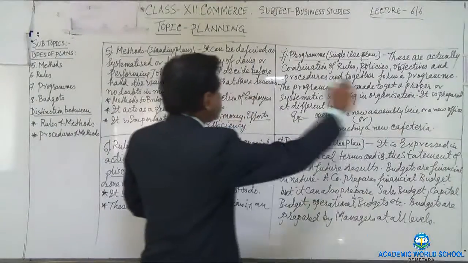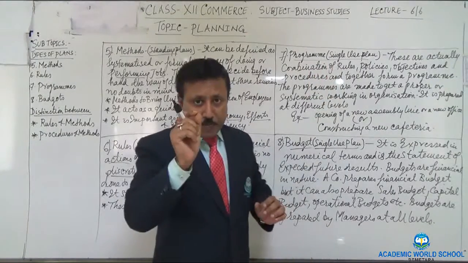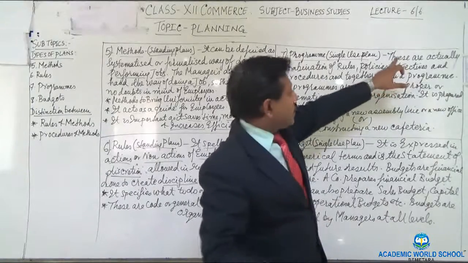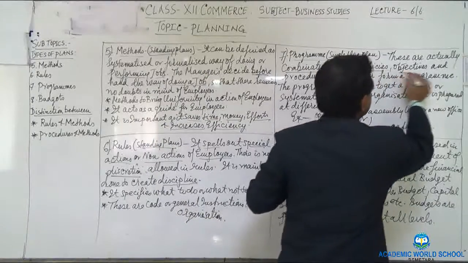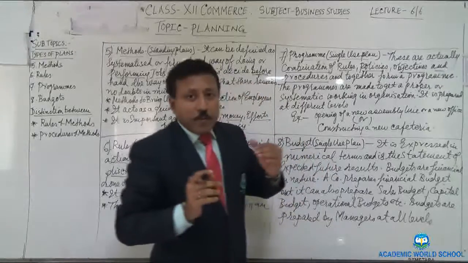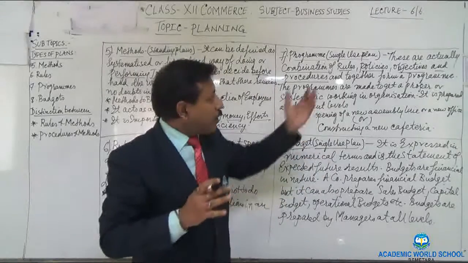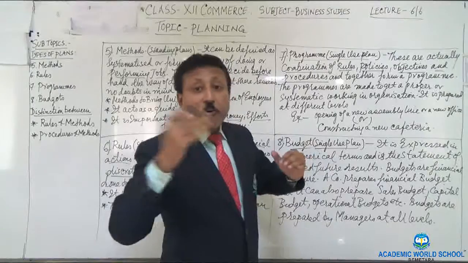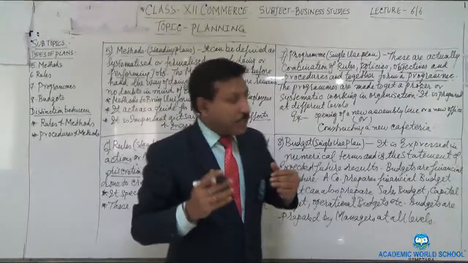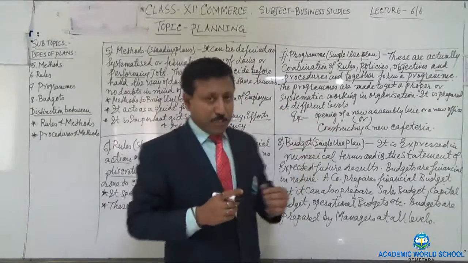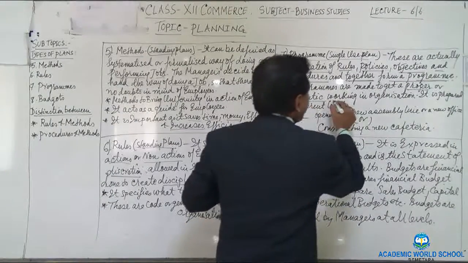Now we move to number 7, program. It is called a single use plan, that means for once. What is it? These are actually a combination of rules, policies, procedures and objectives, which together form a program. The programs are made to get proper or systematic working in the organization. Why are these programs made? It is written: to get a proper or systematic working in the organization.